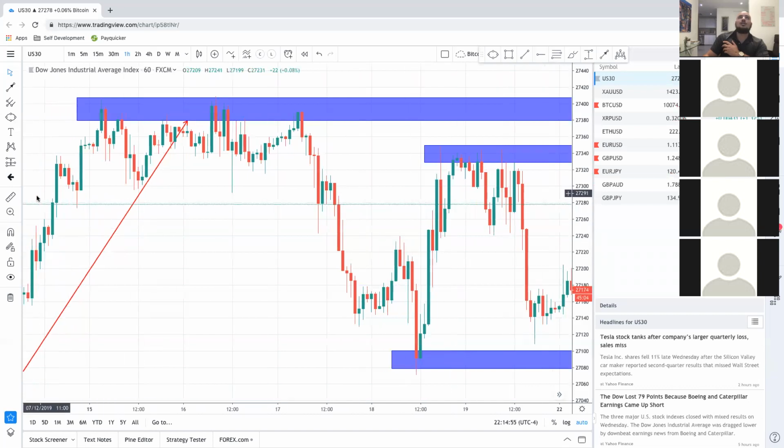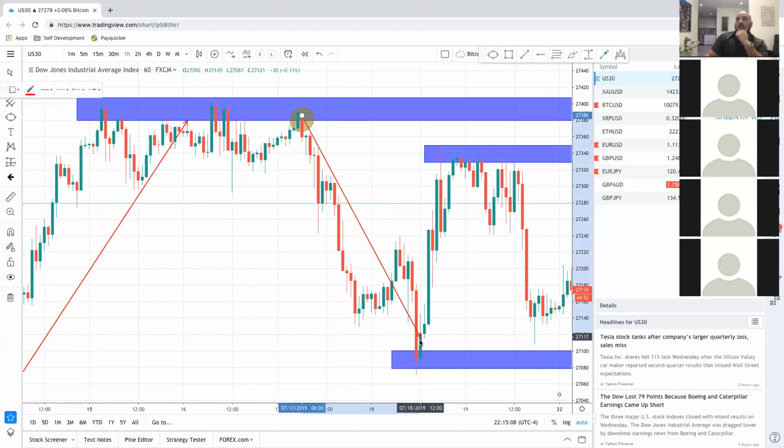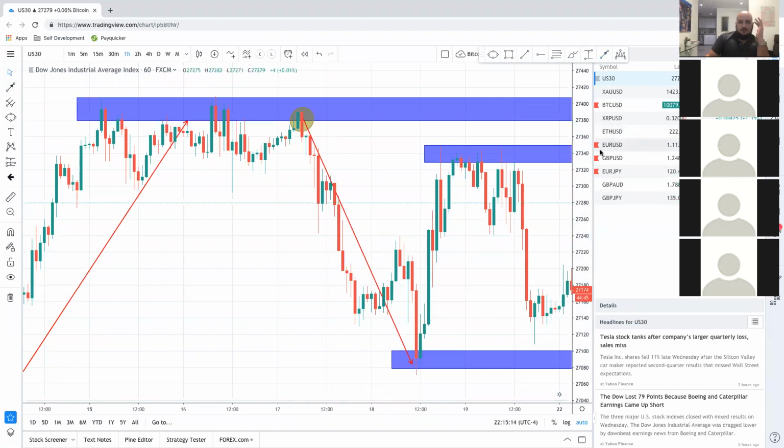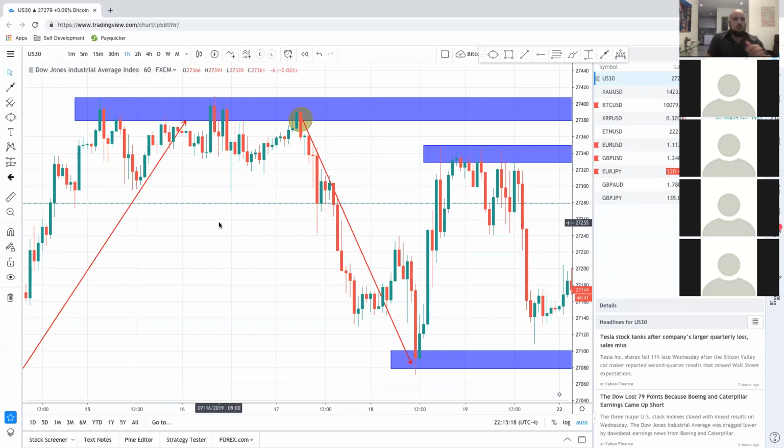Imagine, guys, just imagine you would have entered this US 30 trade right here. What would have happened if you would have entered there? And then it shot down from there all the way to this newfound point of structure, guys. Thousands of pips, okay? Thousands of pips. If you're getting value from this, drop a 222 in the chat.